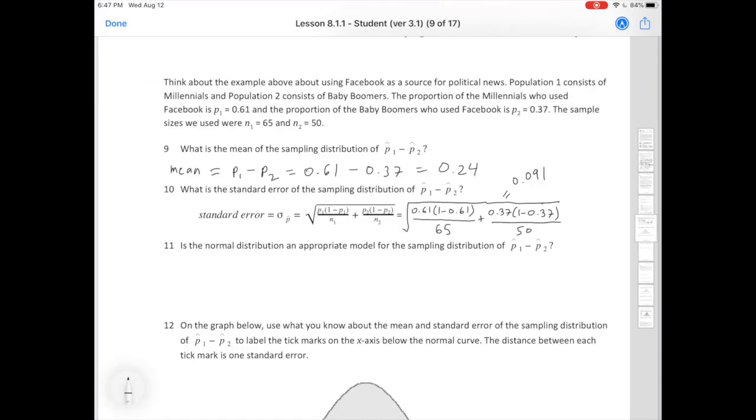Is the normal distribution an appropriate model for the sampling distribution of P1 hat minus P2 hat? For this, we do need to check that N1 times P1, N2 times P2, N1 times 1 minus P1, and N2, you know what, let me do this in a better order here. Let's deal with all the 1s first, and then we'll deal with all the 2s after that, okay? So N1 times P1 is 65 times 0.61. N1 times 1 minus P1, 65 times 1 minus 0.61. N2 times P2 is 50 times 0.37.